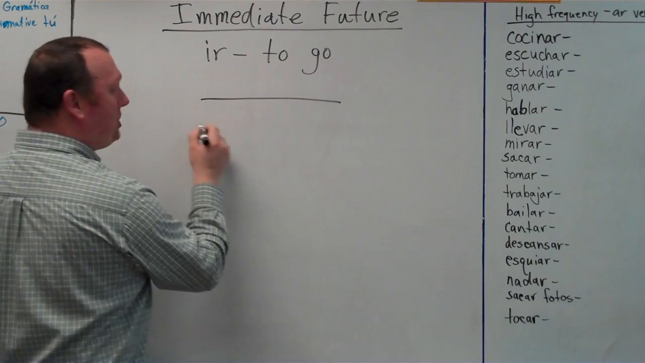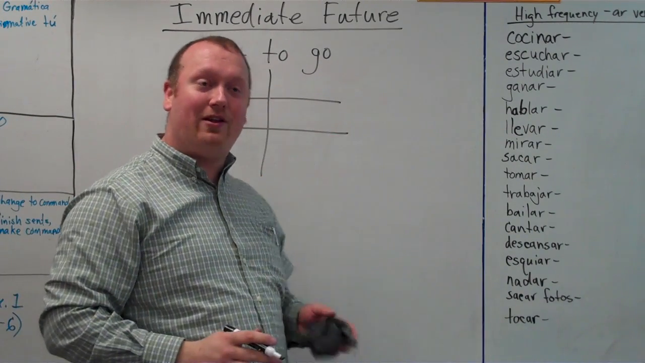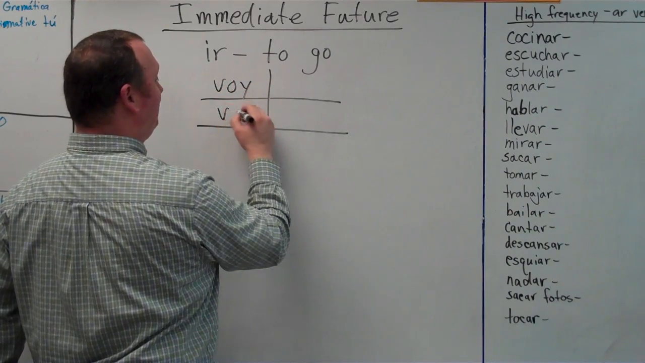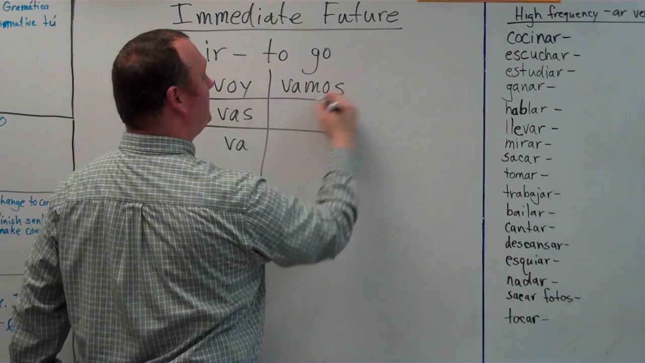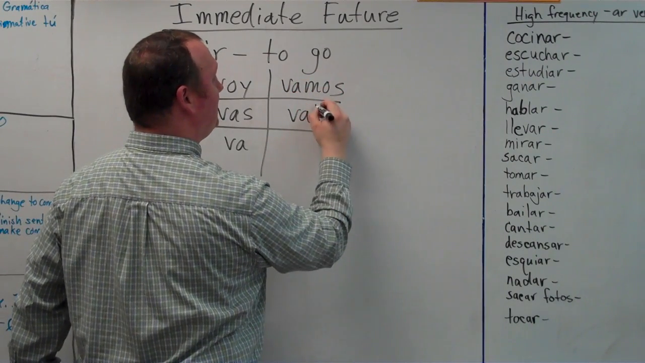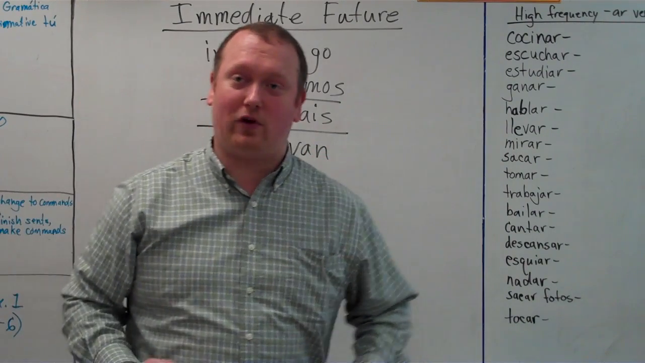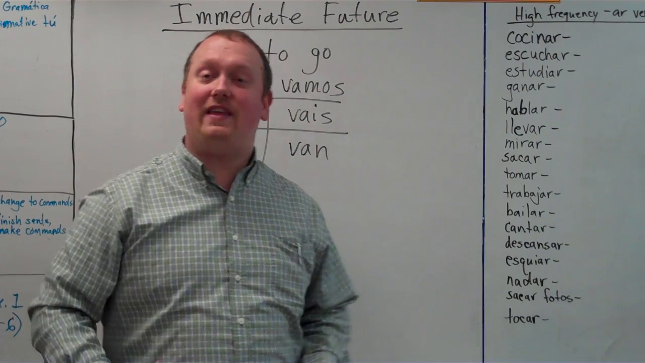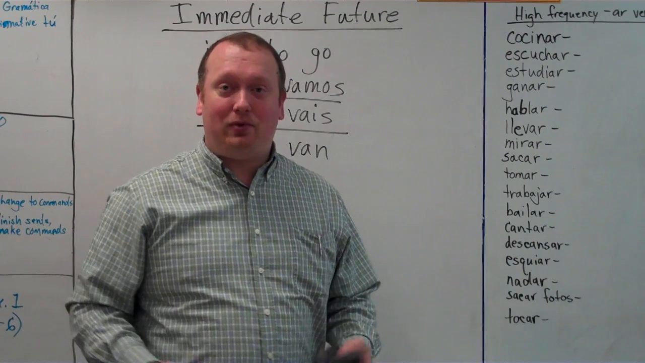So let's look at the chart to conjugate the verb ir first so we know how to do it. We have voy, vas, va, vamos, vais, and van. These are our 6 forms of the verb ir because we have to say ir or go because we're going to say that we're going to do something. Alright, so let's look at an example sentence.